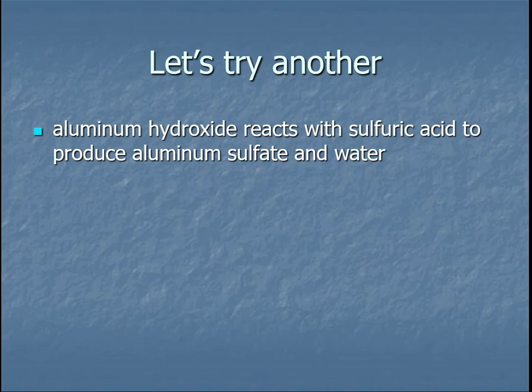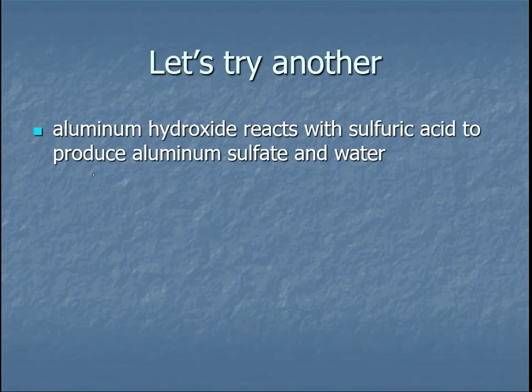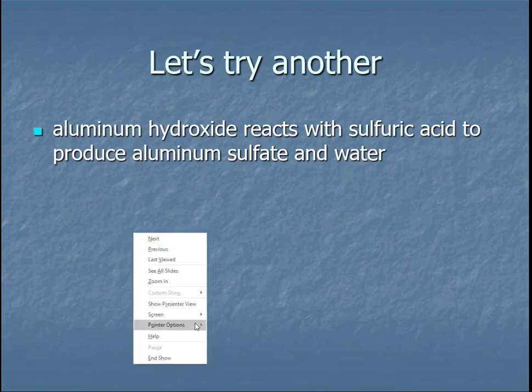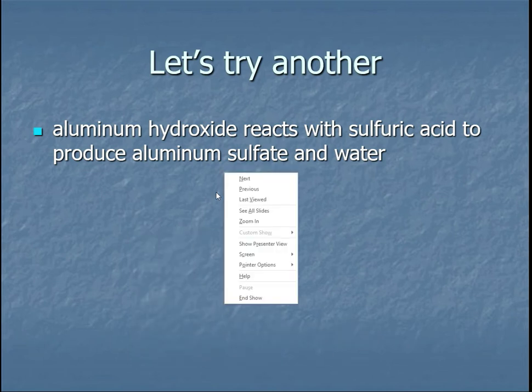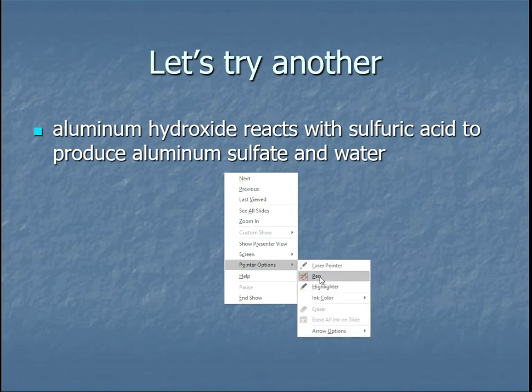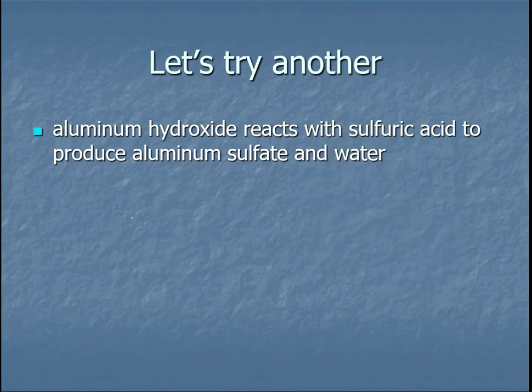So how'd you do? Let's see. Aluminum hydroxide, aluminum. Oops. Did I lose my cursor? Sorry about that. Aluminum is Al with a +3 charge, and hydroxide is OH with a -1 charge.